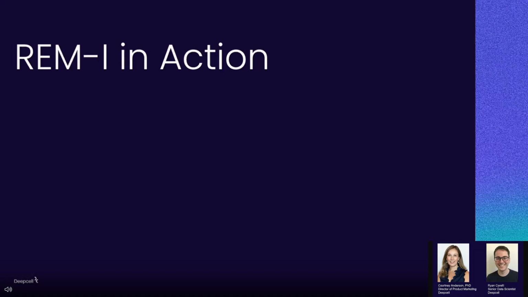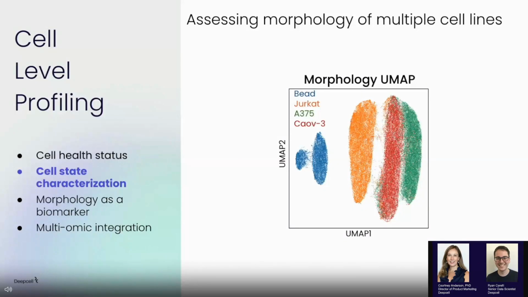Thank you, Courtney. In this section, we'll show REM I datasets, which are focused on various cell and sample profiling applications. Let's first look at a simple dataset, which is comprised of polystyrene beads, two cancer cell lines, the A375 melanoma and CALV3 ovarian cancer cell lines, and an immune cell line, the Jurkat T lymphoblast cell line.